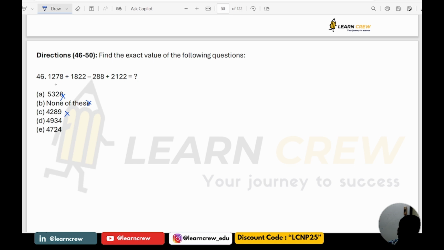Apply digital sum. 9 cancel, 9 cancel. Now here 8 plus 2, 10, 1 plus 8, 9 cancel. So 4 plus 4, 8 plus 3, 8. So where you have digital sum 2 here. So 9 cancel, 4 plus 3, 7 plus 4. So answer is option D.